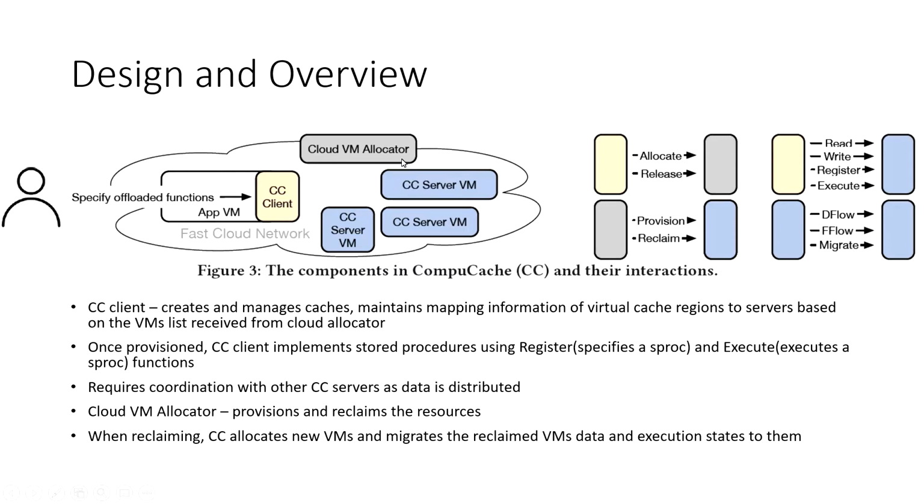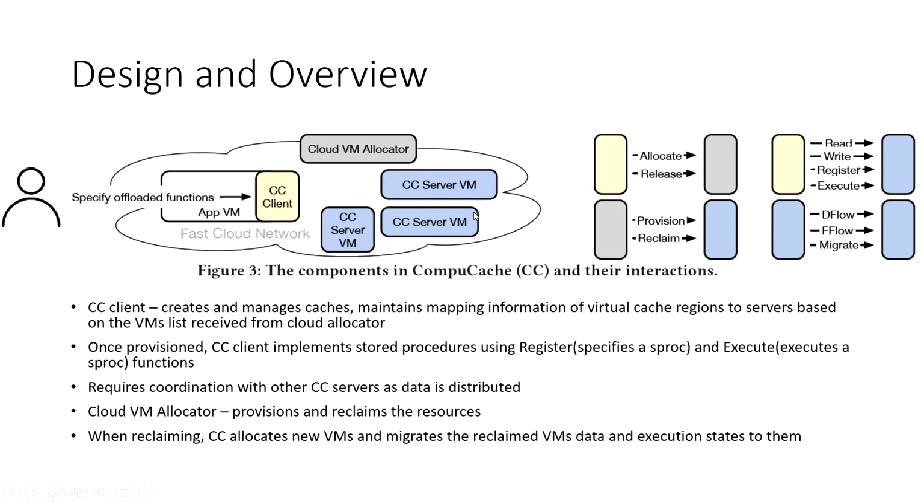Each server could perform certain commands or implement some methods. For example, the CC client could ask for a cache location, like cache memory, from the cloud VM allocator using the allocate method. And when it doesn't want a certain cache location, it can say release to release that particular memory that it allocated before.